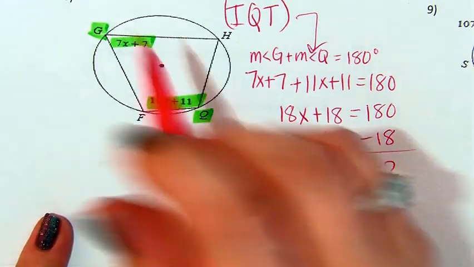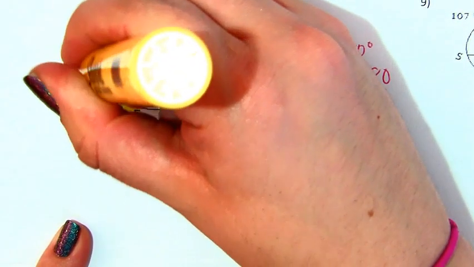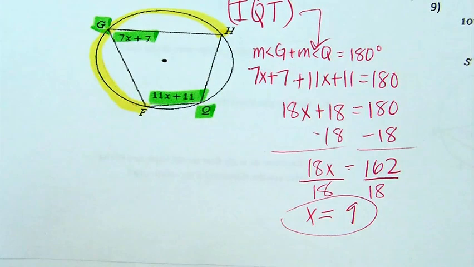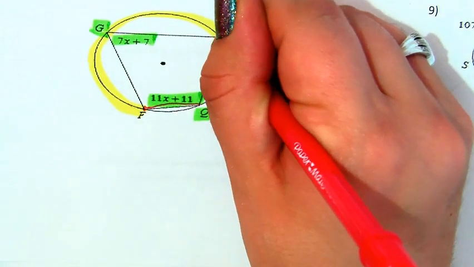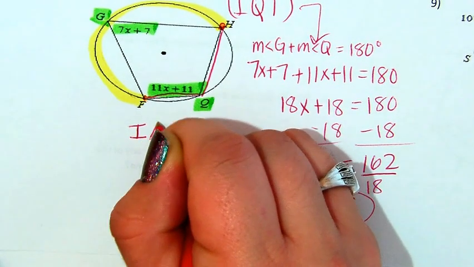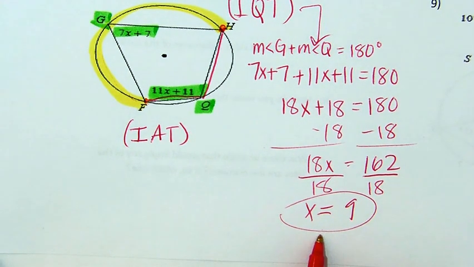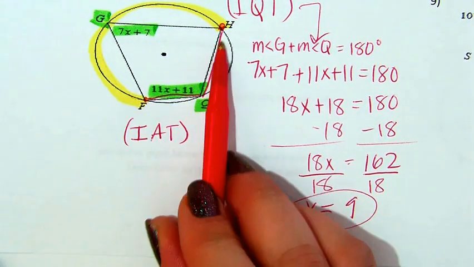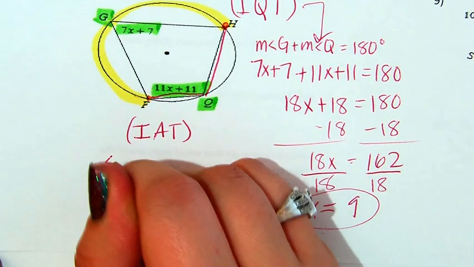So now that I know what this piece is, this isn't my answer. Remember, I'm trying to find the measure of FGH. And FGH is this arc right here. And this arc creates the inscribed angle Q. So I'm going to put inscribed angle theorem here, because that's going to be the next one we use. Inscribed angle theorem says that if we double this angle, FQH, it's going to give me that arc. So let's find what angle Q is first.